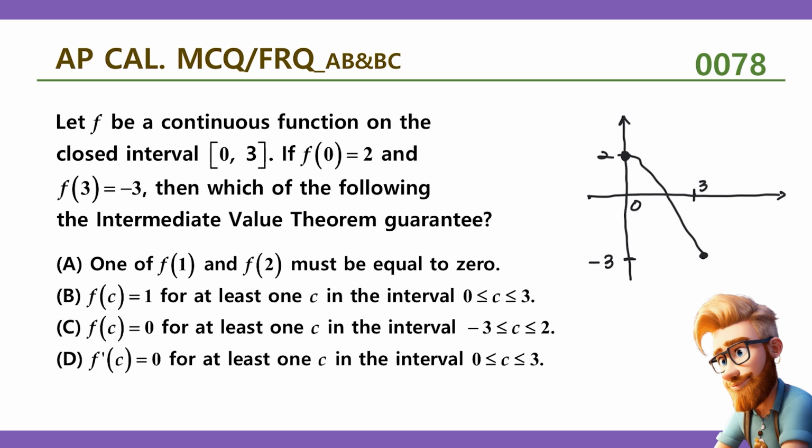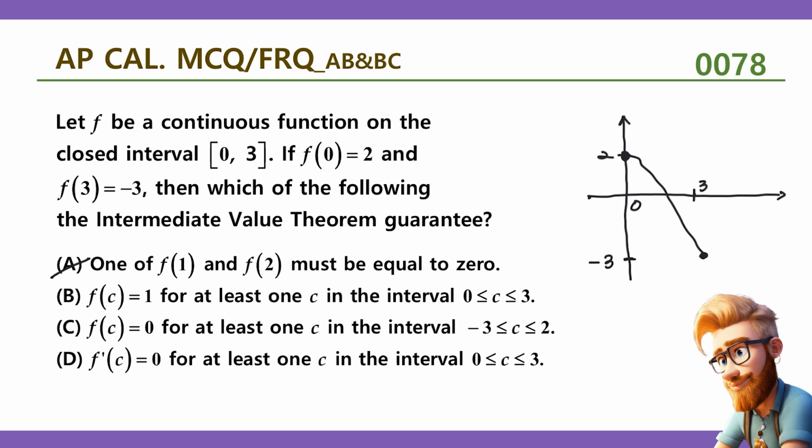answer choice A. One of f of 1 and f of 2 must be equal to 0. So we know that there is a zero, at least one zero between x is equal to 0 and 3, but does this have to be either f of 1 or f of 2? No, right? No, it doesn't have to be, okay? So A is not the answer.